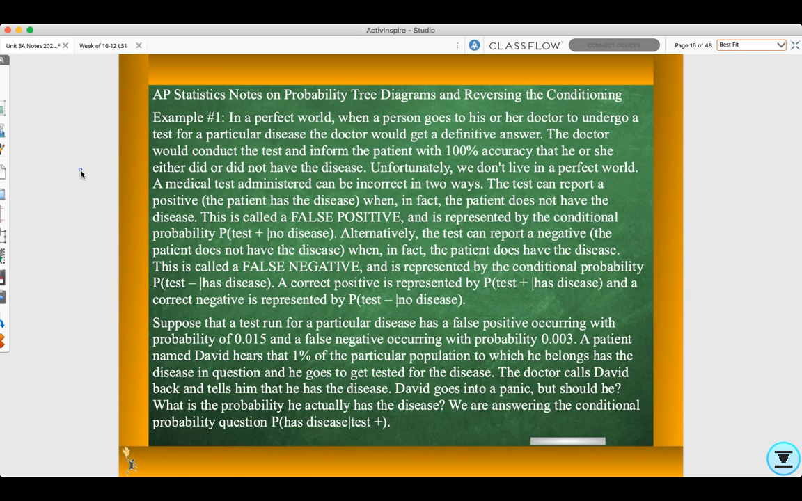These are the notes on probability tree diagrams and reversing the conditioning. Let's look at example 1.